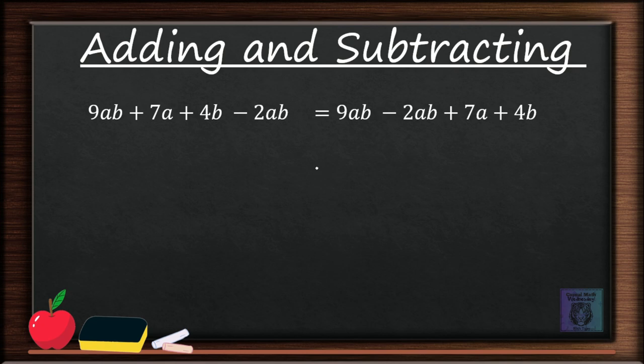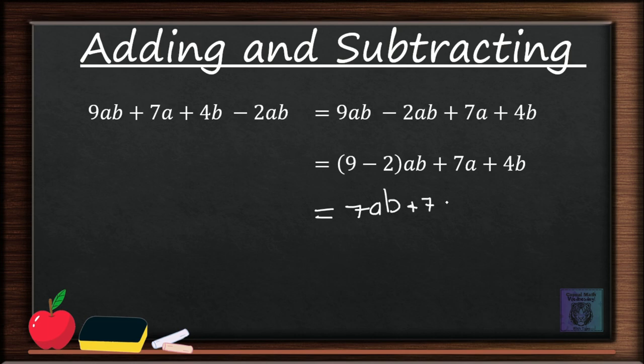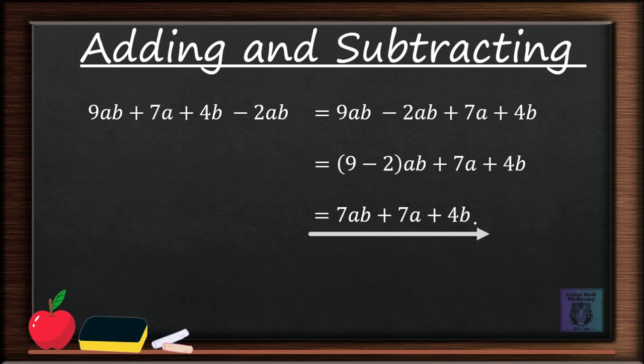And that would give us the 9 minus the 2, ab, plus 7a, plus 4b. So if we subtract the 9 and the 2, it is the 7ab plus 7a plus 4b. And if we look, there's no other like terms that we can add, so that would be your final answer.